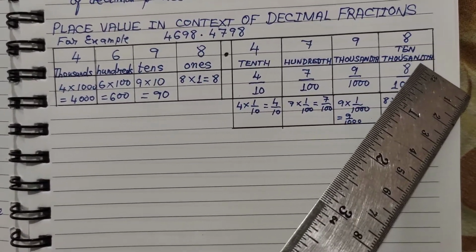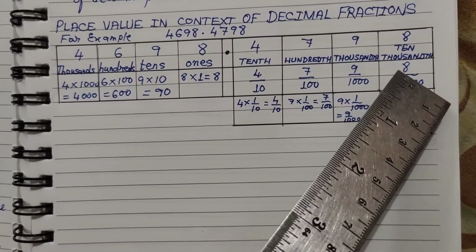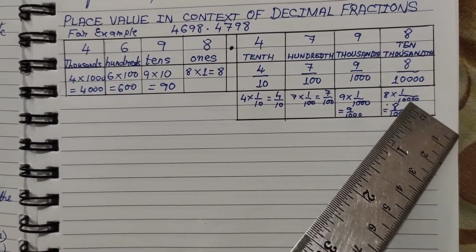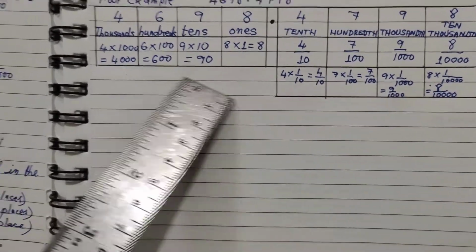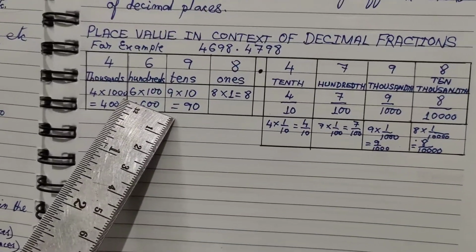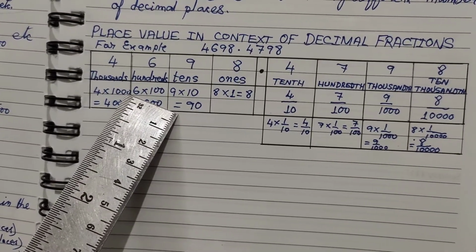Similarly, 8 is in the 10,000th house. So 8's value will be 8 into 1 by 10,000, or 8 by 10,000. So this is also known as the expanded form of writing a decimal number.